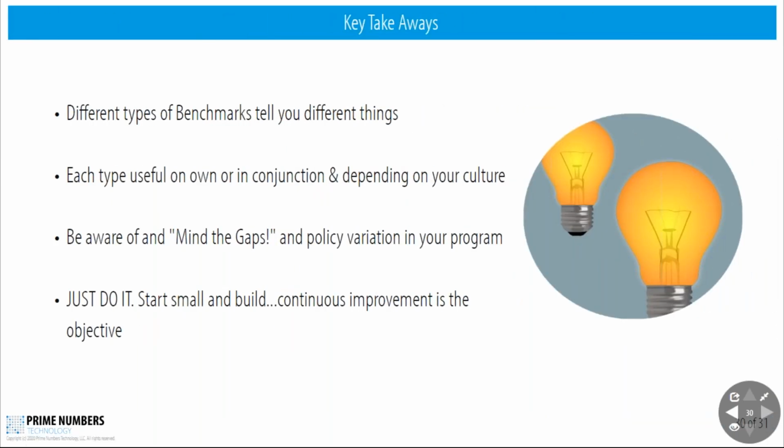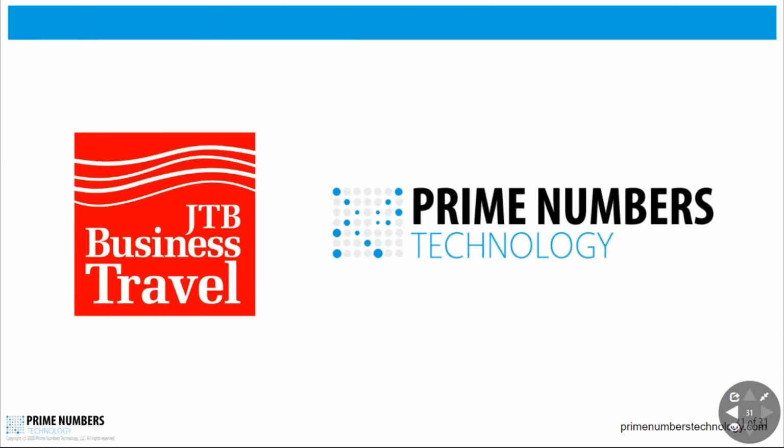All right, so key takeaways here today. Different types of benchmarks tell you different things, right? That's what we've discussed in a nutshell. Each type is useful on its own or in conjunction with others, depending on your culture. Be aware of and mind the gaps, right? Policy variations in your program by department will sometimes be obstacles, but if you mind them, you will definitely succeed. And just do it. So start small and build, and the objective is continuous improvement. So with that, we will wrap up the content for today.